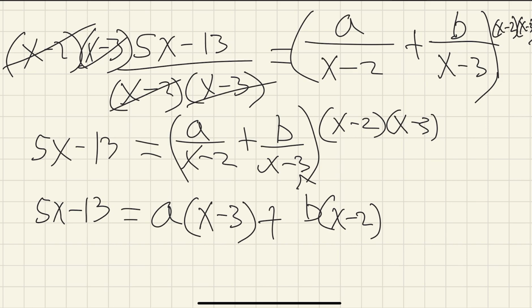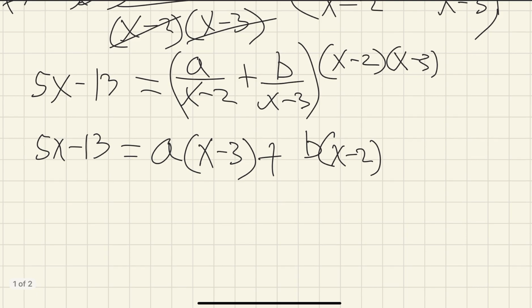What you may notice here is we basically exchanged what was our denominator for being multiplied by whatever wasn't it. So A ended up being multiplied by x minus 3, and B ended up being multiplied by x minus 2. You can take that shortcut if you want, but that's how you get there.